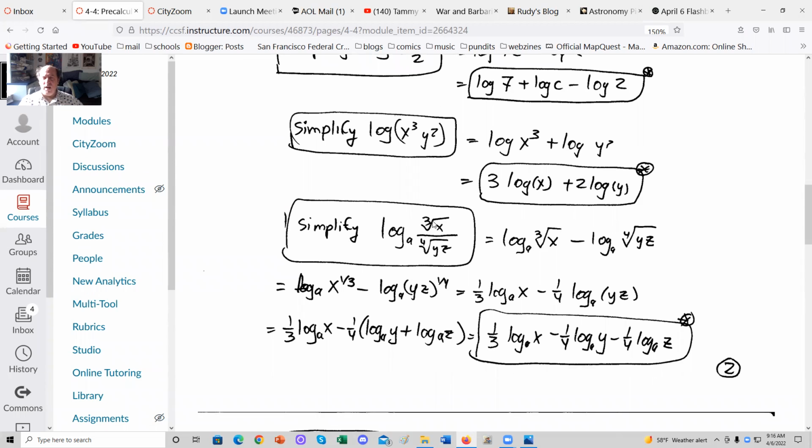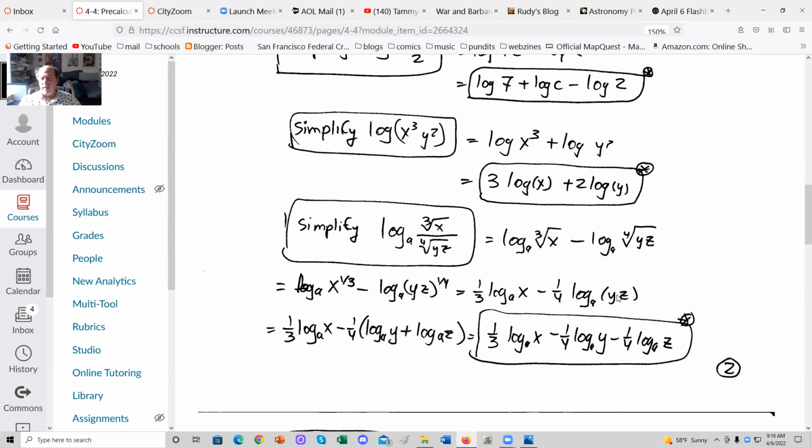Here we have log base a of cube root of x over 4th root of yz. Now we're going to get a little bit of a complication here because we're dividing by 2 variables. So this quotient turns into a difference: log base a of x to the 1/3 minus log base a of yz all to the 1/4. I write a cube root as a 1/3 power, a 4th root as a 1/4 power. Bring out the 1/3 and the 1/4, so 1/3 log base a of x minus 1/4 log base a of yz.